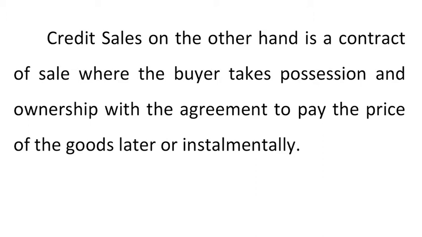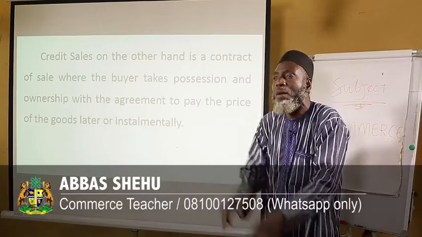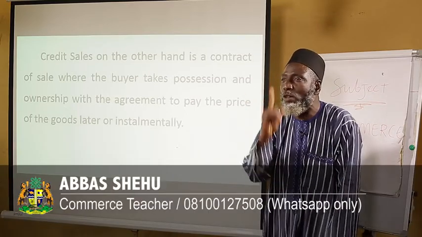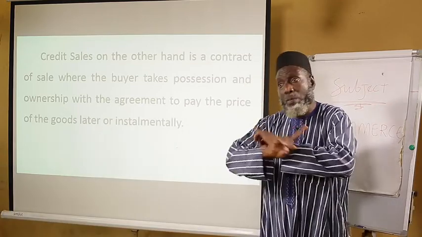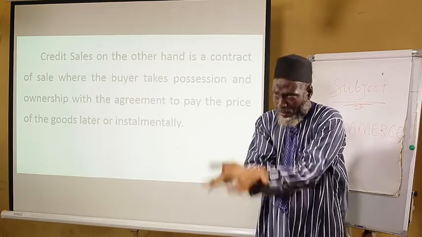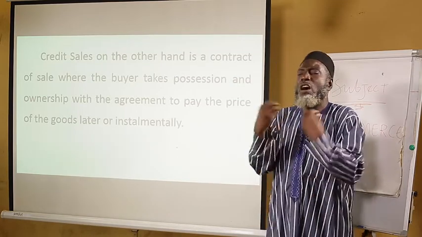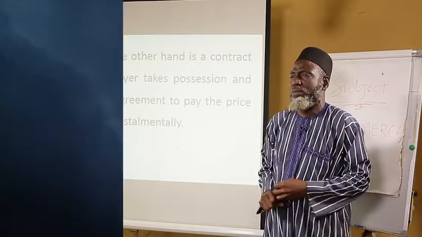Whereas credit sale, on the other hand, is a contract of sale where the buyer takes possession and ownership of the goods. But in terms of hire purchase, the buyer only takes possession of the goods. He does not take ownership of the goods until final payment is made. But in terms of credit sales, the buyer immediately buys the goods on credit. He's allowed to take possession of the goods as well as ownership of the goods.